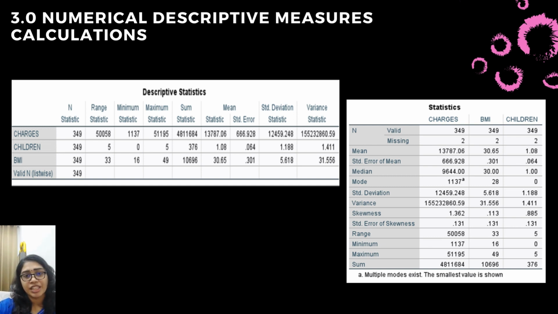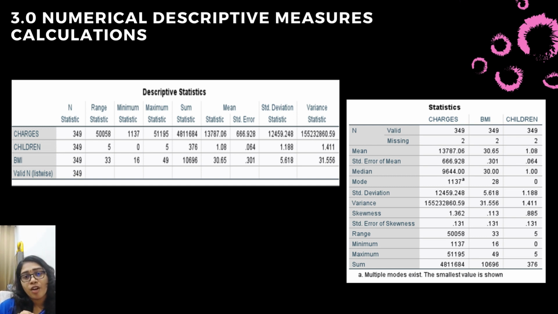The range for charges is 50058, BMI is 33, and children is 5. The minimum amount for charges is 1137, for BMI is 16, and children is 0. The maximum amount for charges is 51195, for BMI is 49, and for children is 5.